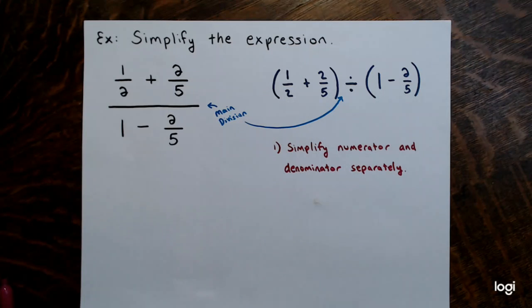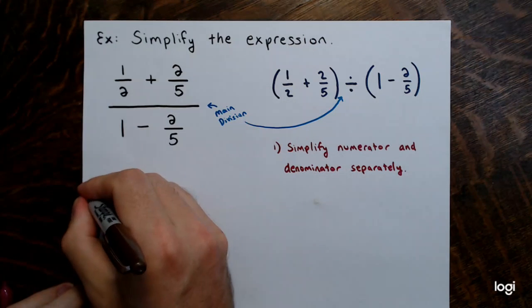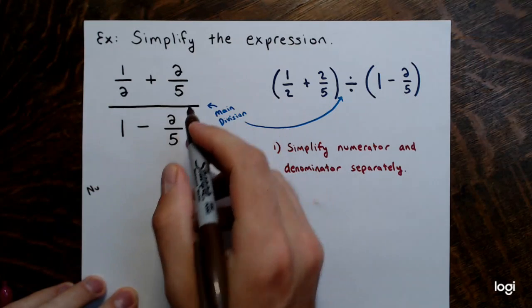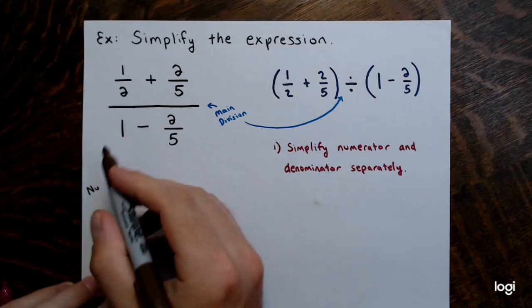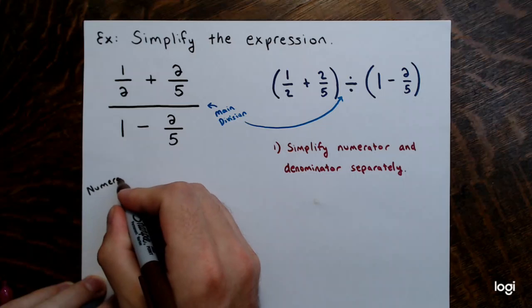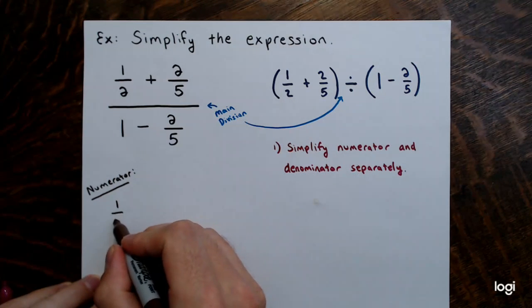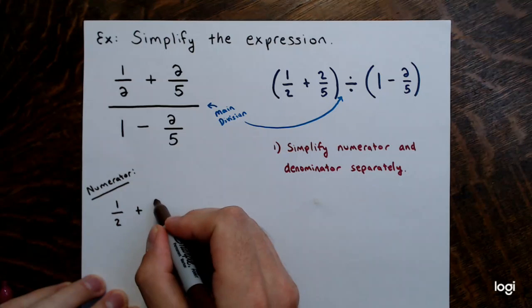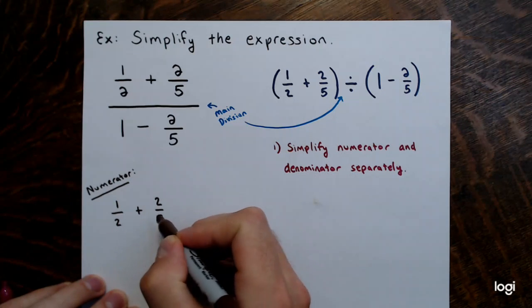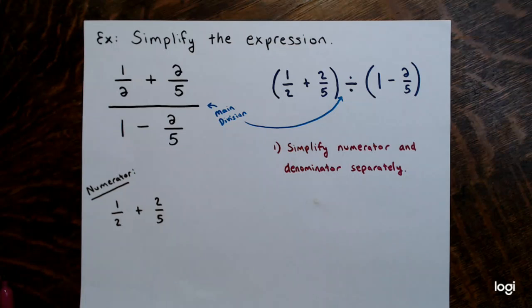So over here, let's look at our numerator, all the stuff above the long division bar, the main division bar. So I've got 1/2 plus 2/5. Now, if you remember in previous videos of mine, or you remember from previous material you've read, hopefully, and if not, go look it up. Try to refresh your memory.